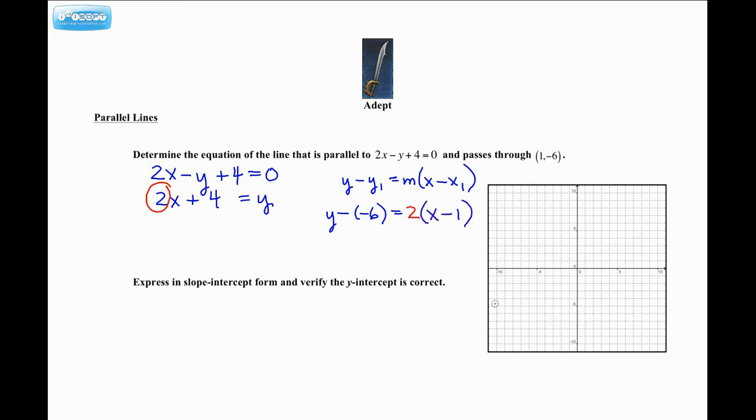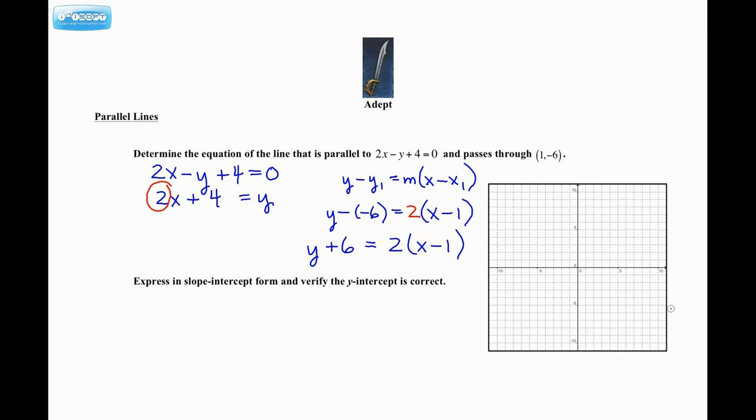So same slope, different point. And I'm just going to tidy this up. So this is y plus 6 equals 2 times (x minus 1). Okay, so that is the equation of our line. It runs parallel to this one, but passes through this point.